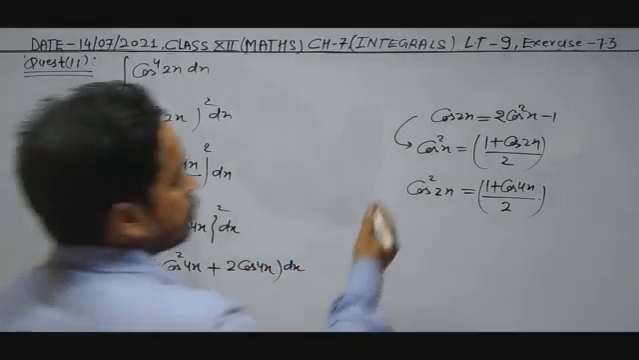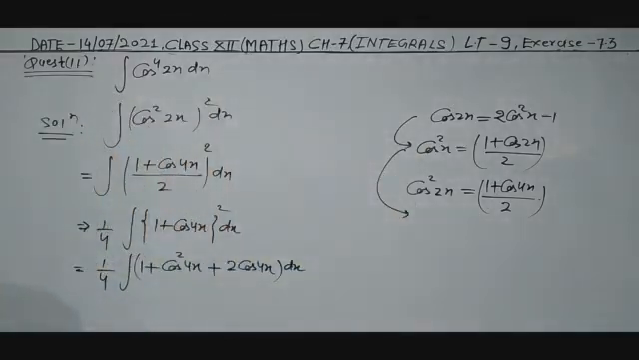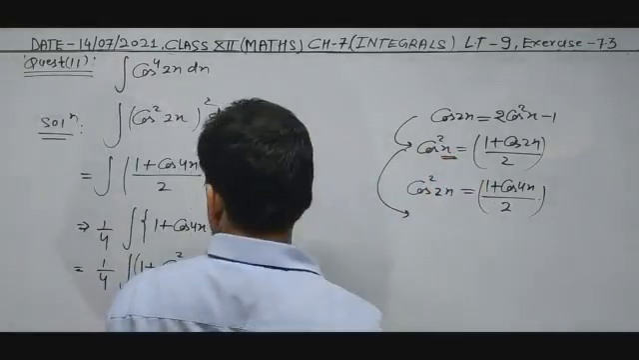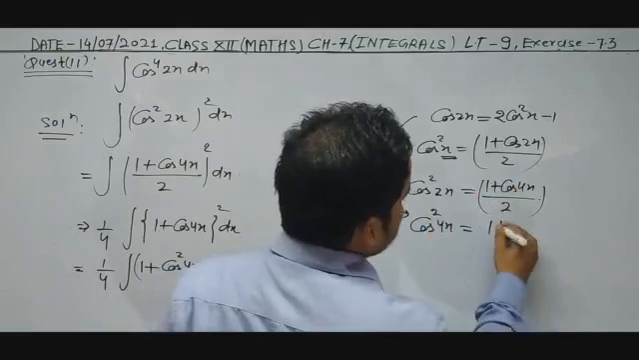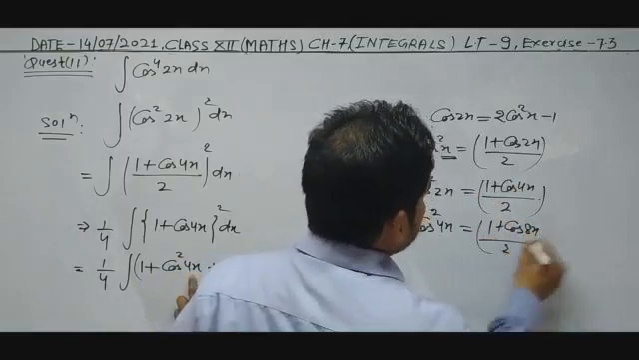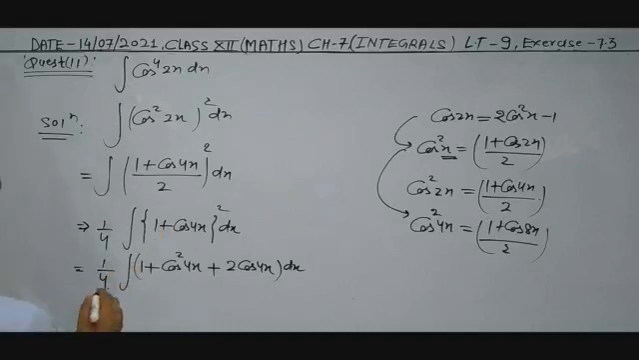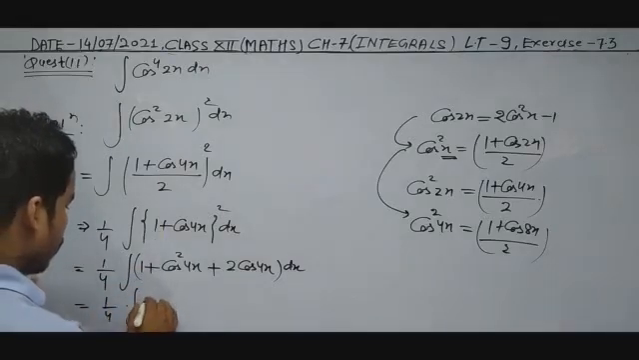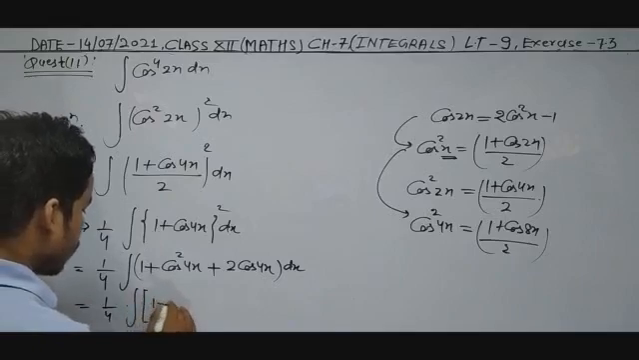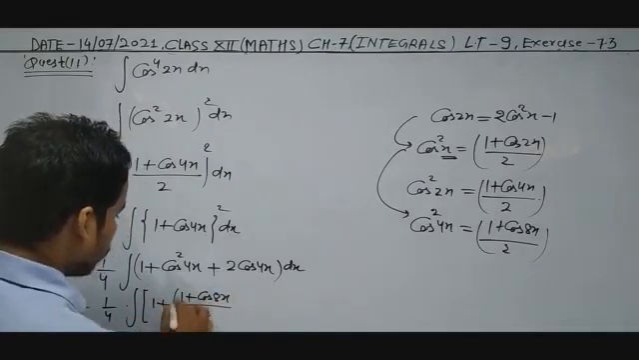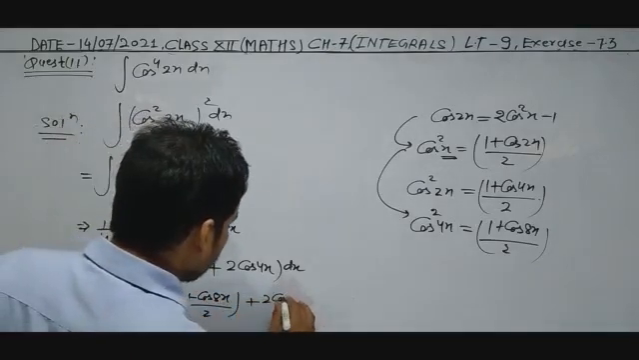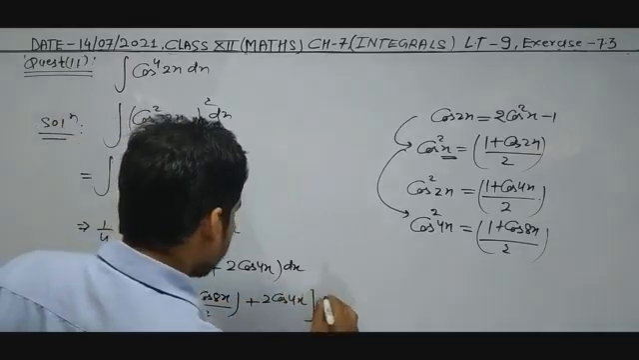Now again from this formula you can put 4x at the place of x. So cos square 4x can be written as 1 plus cos 8x by 2. It will be twice. So what will be the result? 1 by 4 integration over 1 plus cos 8x by 2 plus 2 times cos of 4x dx.